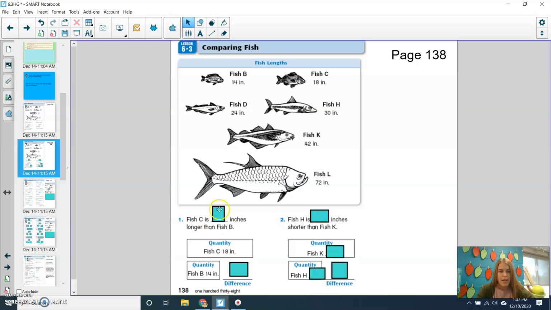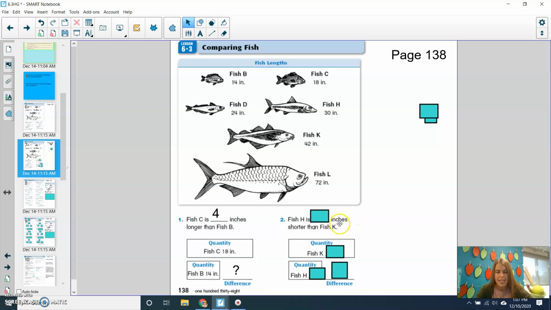So for that first problem, I know that 18 minus 14 would bring me to 4. So the difference was what I was solving, and fish C is 4 inches longer than fish B. Let's talk about question 2 as well.